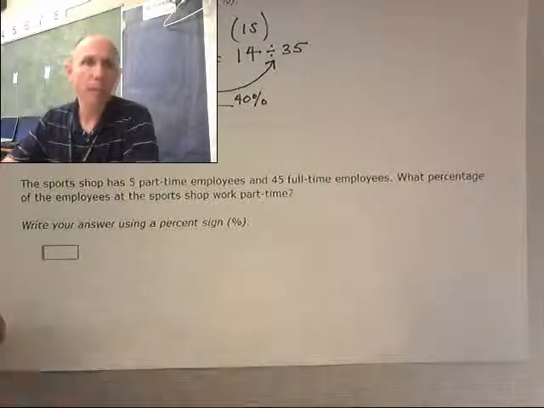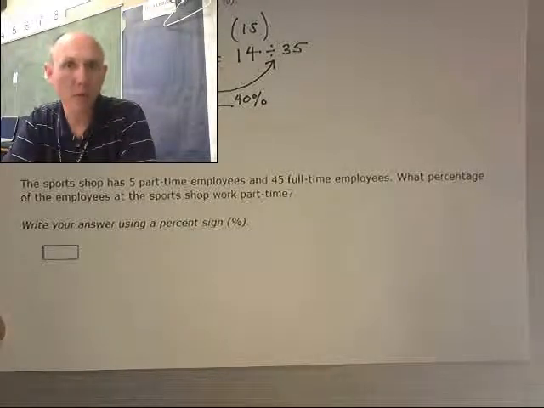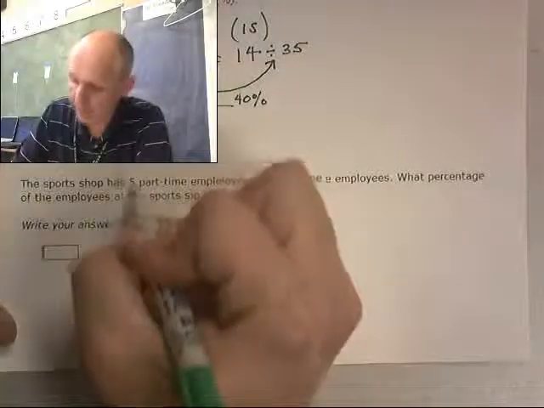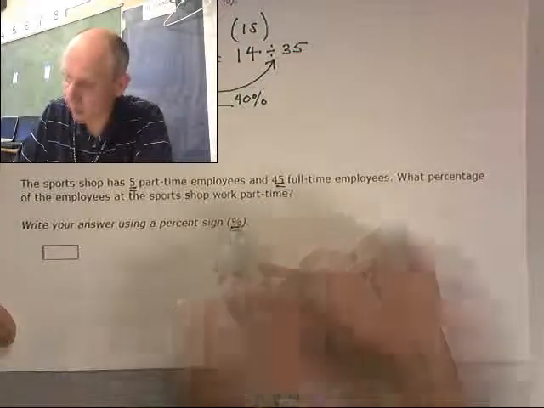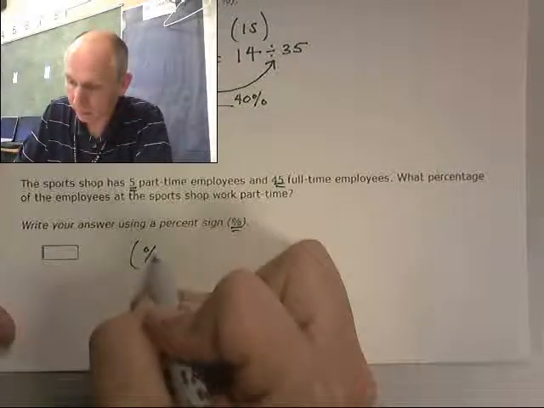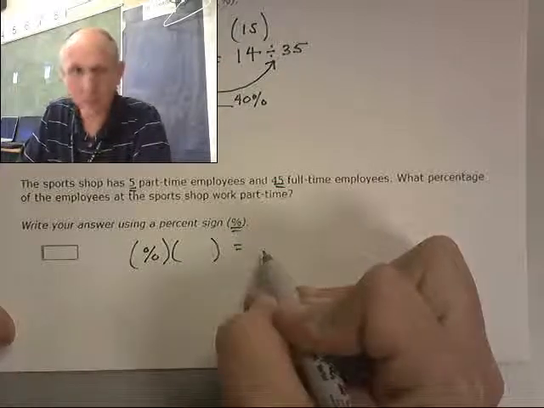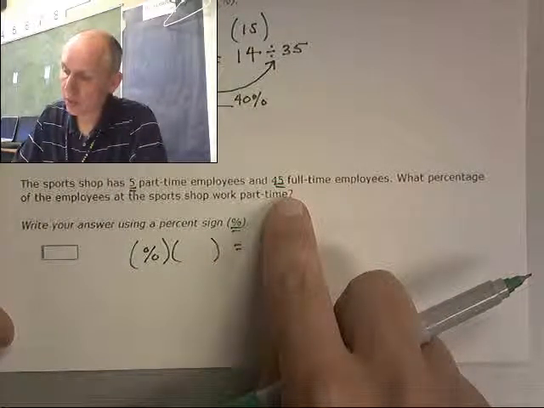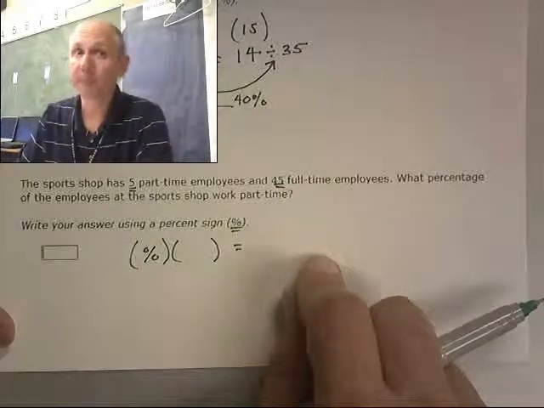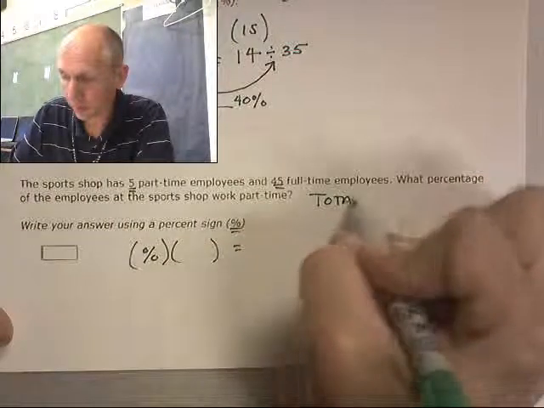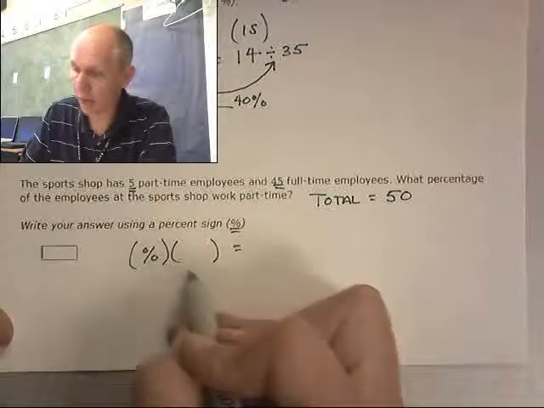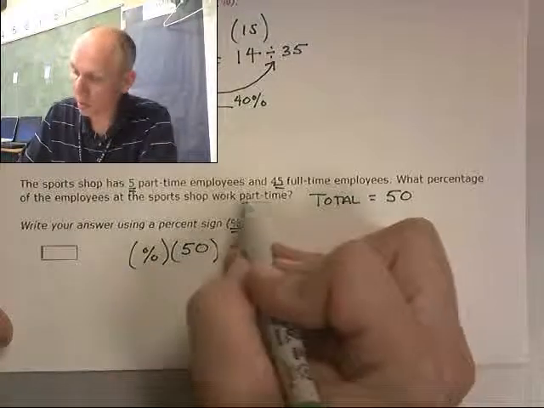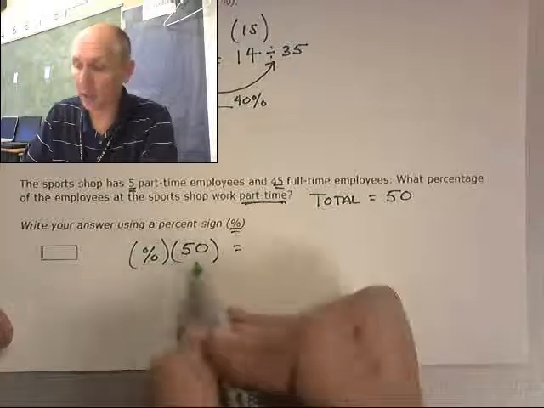The sports shop has 5 part-time employees and 45 full-time employees. What percent of the employees at the sports shop are part-time? Okay. I've got this 5, and the percent. So I'm missing the percentage. Percent of is. What percent of the employees? How many employees are there total? There are 50 total employees. This of is kind of the total. Percent of 50 are part-timers. So what percent of 50 is 5?